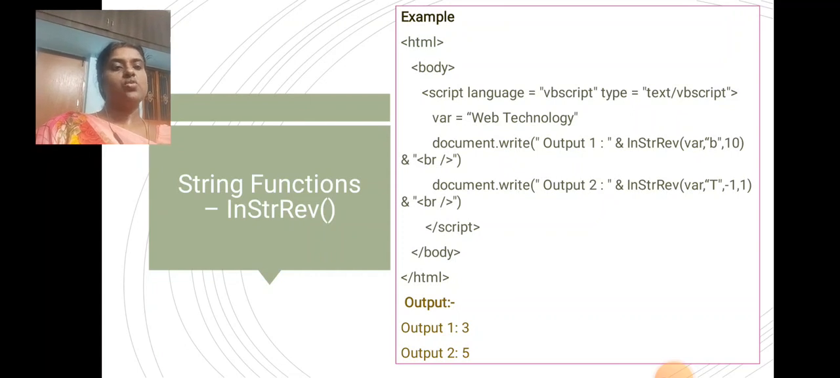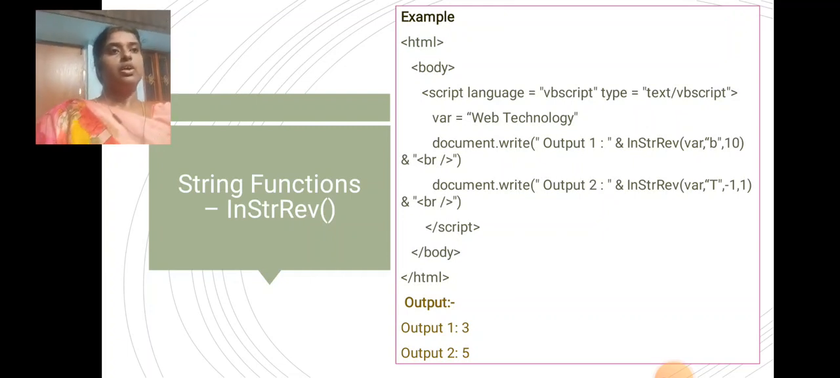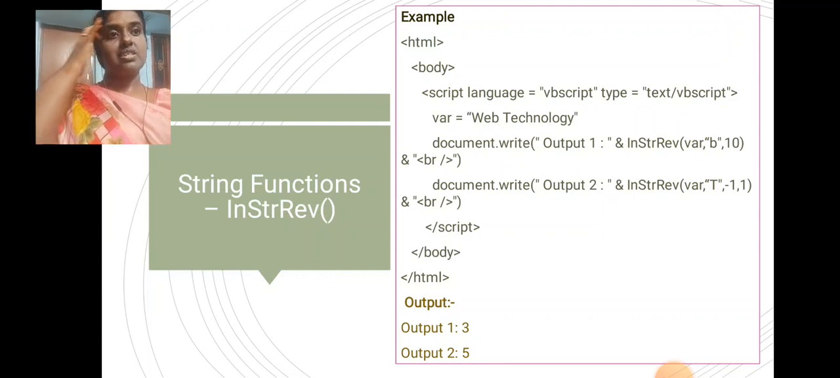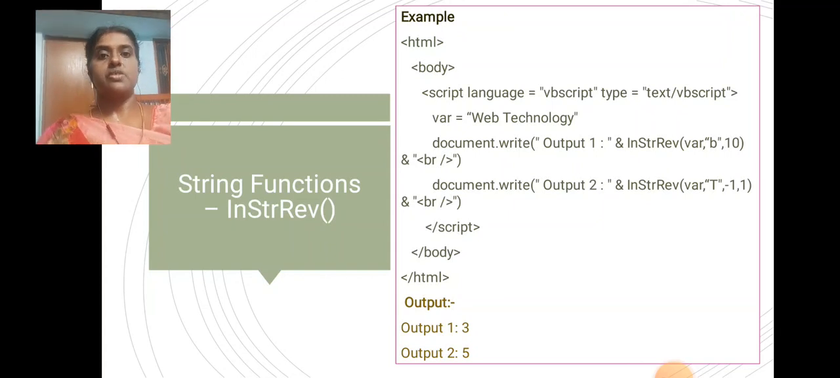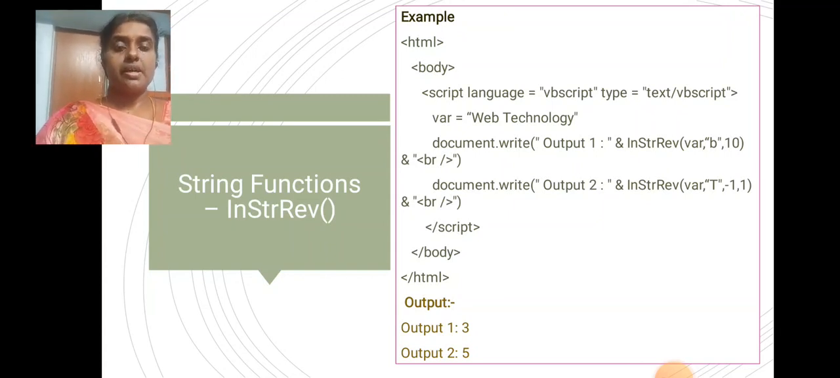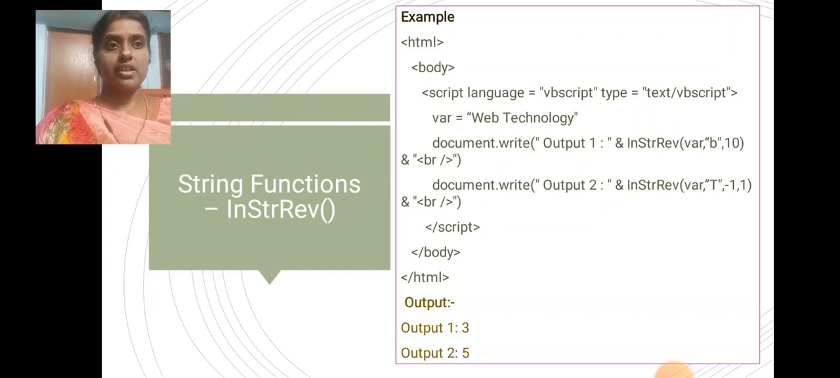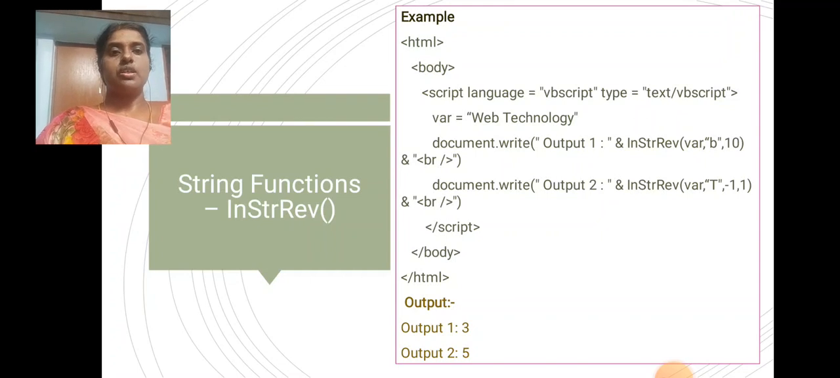The next one is InStrRev(var, "t", -1, 1). Here also we are going to perform the search in the variable, for the character t. I would like to start the search from -1, which represents that I want to do the comparison from left to right. So I give it as negative 1. The comparison will start from the first character, w. And I want to perform a case-insensitive, that is, text comparison. So, I found that t was present at position number 5.